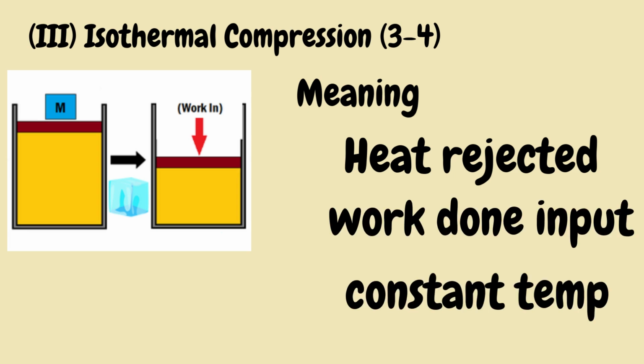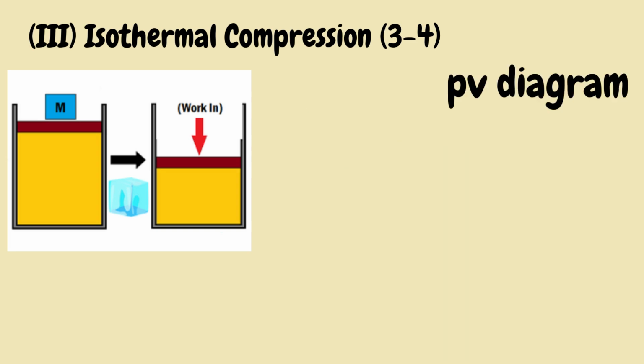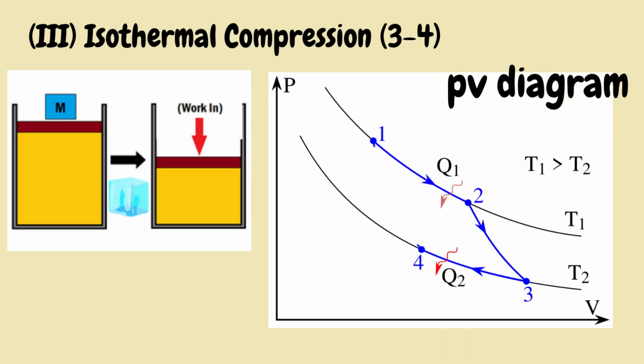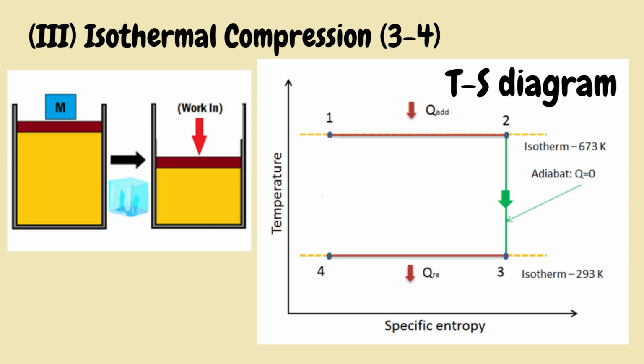The temperature remains constant during this process. On the PV diagram, the process follows another isothermal curve, but at a lower temperature. Volume decreases while pressure increases. Work is done on the gas. On the TS diagram, the process appears as a horizontal line at temperature TL. The entropy decreases. The area under the curve corresponds to the heat rejected to the cold reservoir.